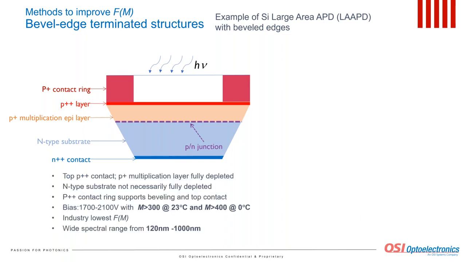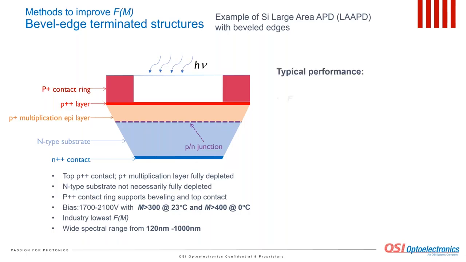The structure operates at a reverse bias between 1700 and 2100 volts with a gain of over 300 at room temperature and over 400 at 0 Celsius. The structure allows us to produce APDs with the industry's lowest F factor values. The spectral sensitivity ranges from vacuum UV to 1000 nanometers.